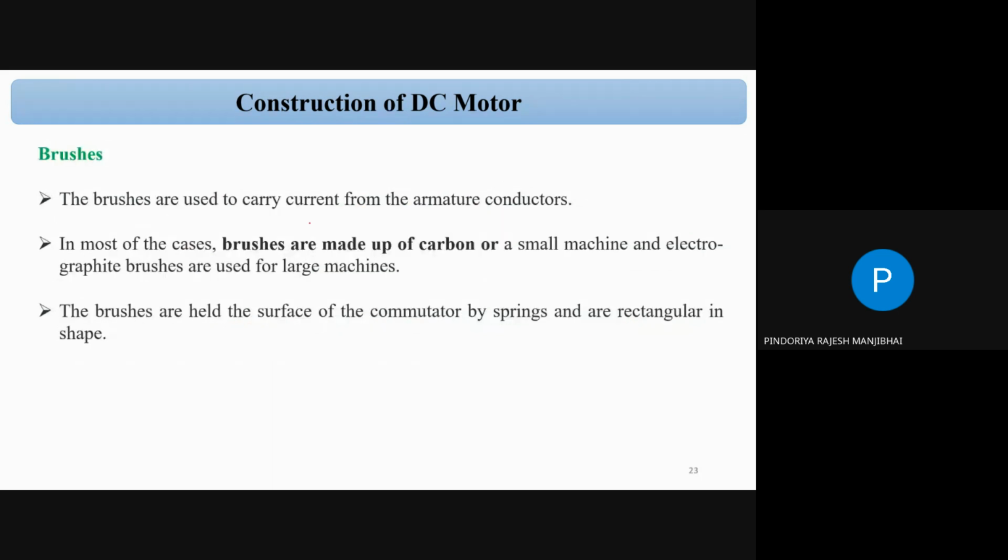Brushes are used to carry the current from the armature conductor. We can say they collect the current from the armature, otherwise the commutator. In most cases, brushes are made of carbon for small machines, while electrographic brushes are used in large machines. Brushes are held on the surface of the commutator by springs and are rectangular in shape.